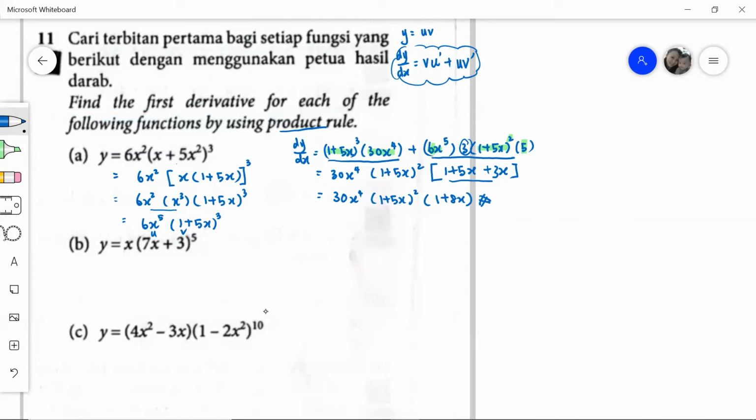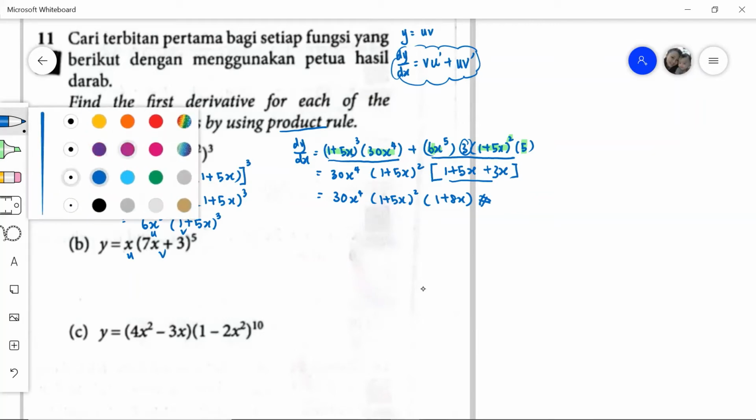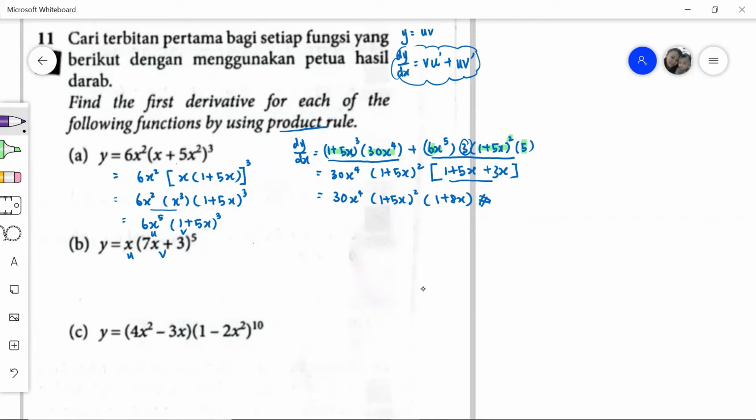All right, next question B. So for B, this one we can just apply the product rules. So therefore, dy dx, let me just use a different color of pen. So to find dy dx, according to the product rule, always differentiate the u first. So v stay. So 7x plus 3 raised up to the power of 5. Differentiate u, 1, plus stay u, and do v. So differentiate the v. So we have 5.